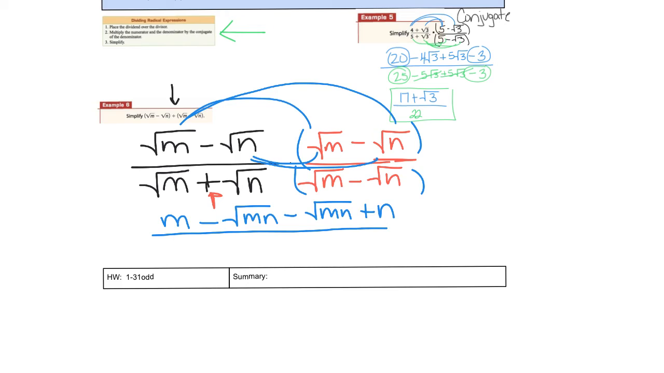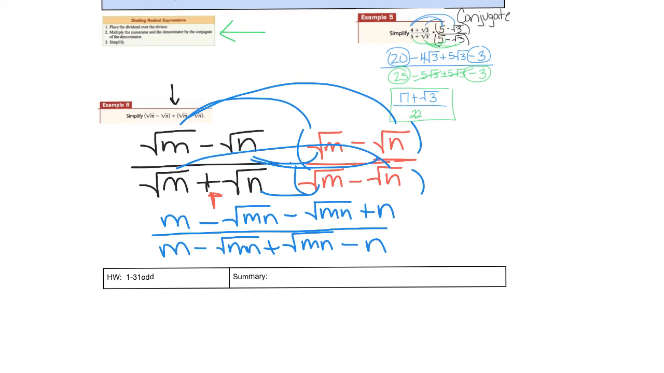First, square root of m times square root of m is once again m. Outer, square root of m times negative square root of n is negative square root of mn. Inner is going to be positive square root of mn. And then last is going to be negative n.